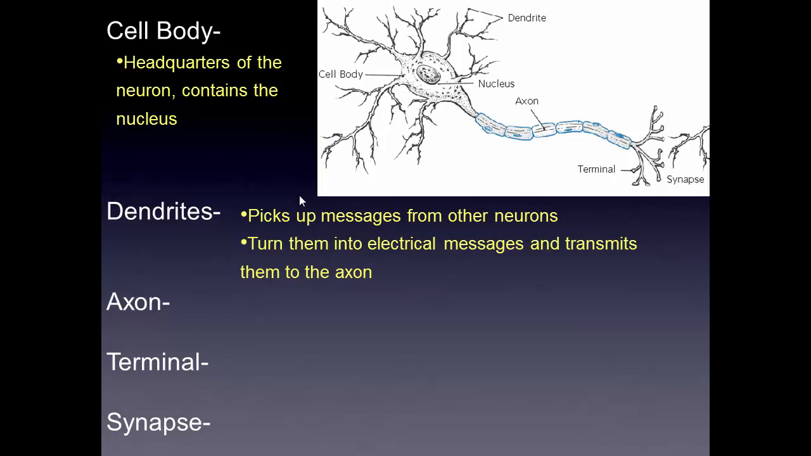So this electrical signal comes into these dendrites. It starts as a chemical signal, gets turned into an electrical signal, starts to travel through the dendrites into the cell body, and then it gets transmitted down the axon of the cell. The axon is carrying this message from here to here. It's moving it from one location to another. So this electrical signal moves down to the end of the neuron, to the terminal. The terminal is this very end.